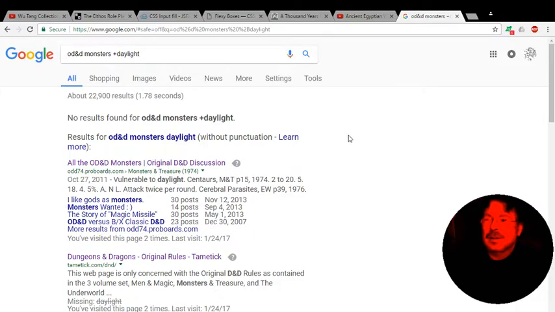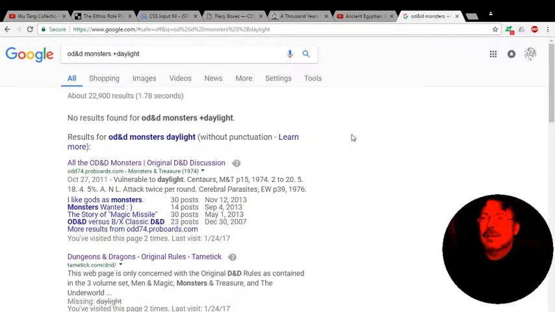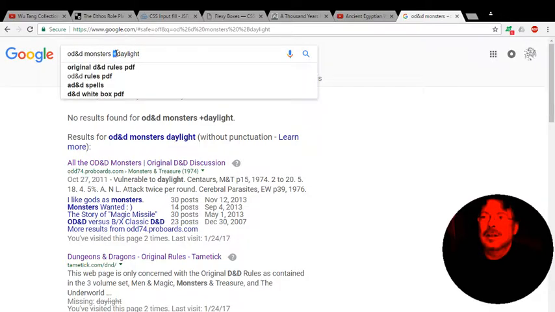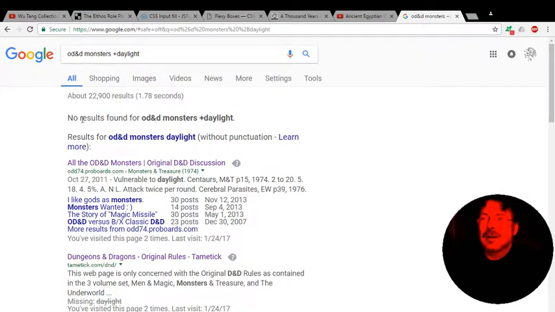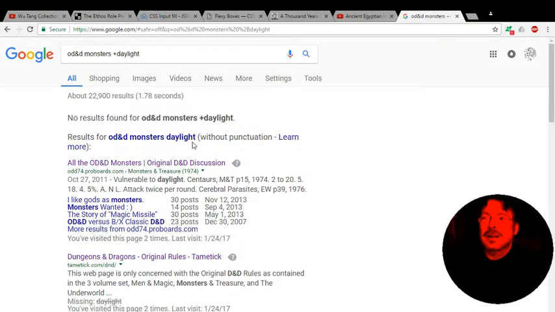But what I find puzzling is when I put in my search criteria, how Google actually interprets this and spits out its results. So what I'm doing here is OD&D, monsters plus daylight. The plus means that the result must include the word daylight or it shouldn't show up in this list. Now, for whatever reason, and it's not understandable to me, it says there are no results found with OD&D, monsters, and daylight.